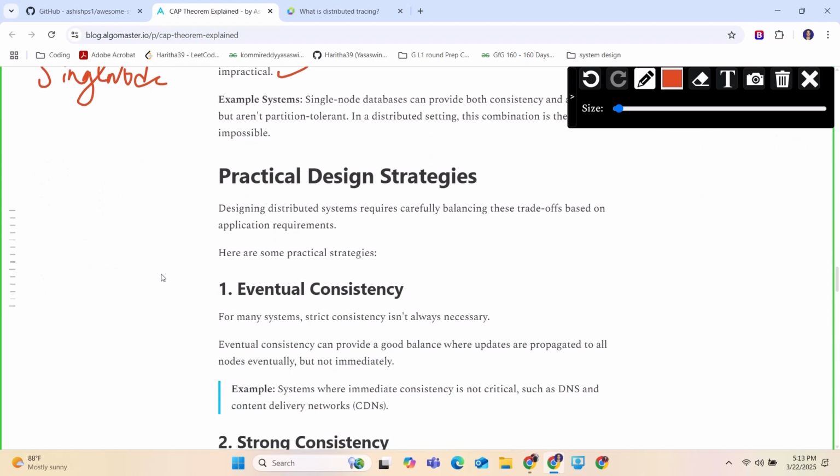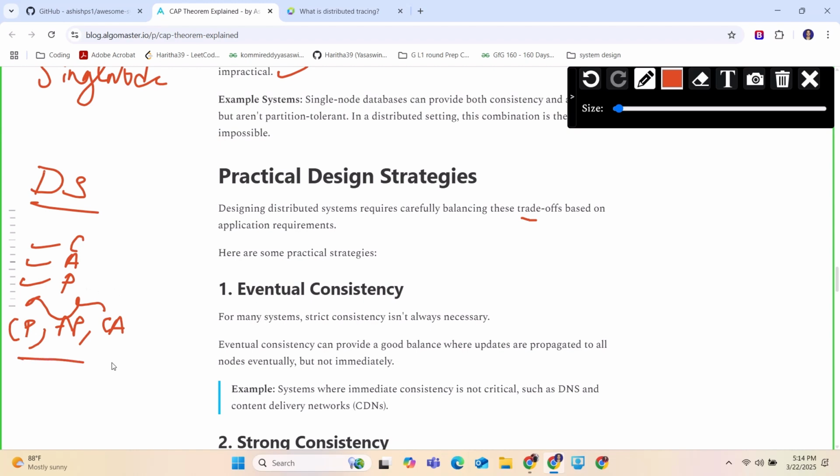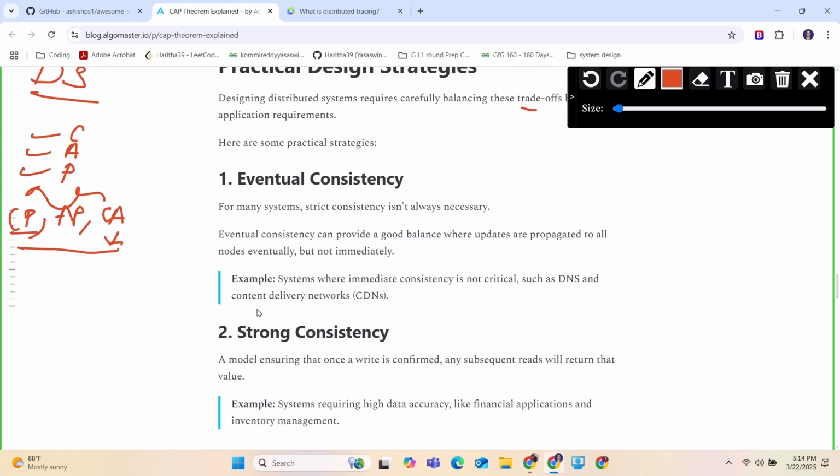Next, practical design strategies. Let's check some design strategies. Designing a distributed system requires carefully balancing trade-offs based on application requirements. Until now we understood the trade-offs, like CAP. Based on the CAP theorem, we observed the CP combination, AP combination and CA combination, all three combinations. So let's understand the strategies: while designing a system, how we can carefully balance these trade-offs. That means if in CP availability is a trade-off, how can we balance that? Here are some practical strategies.